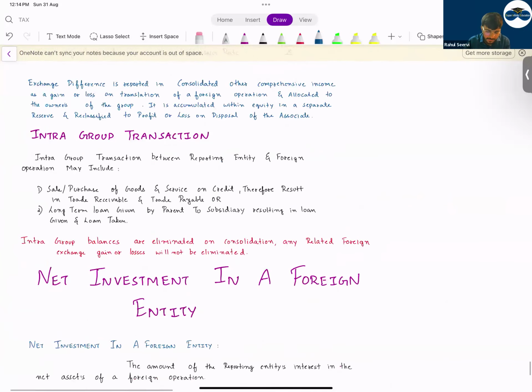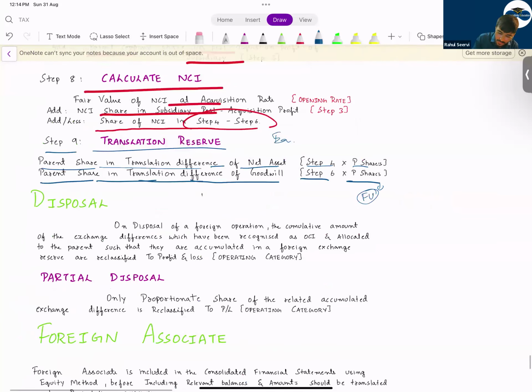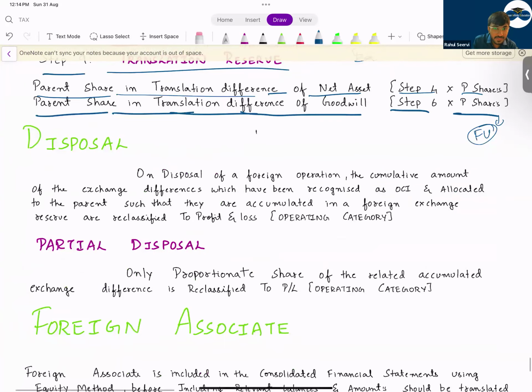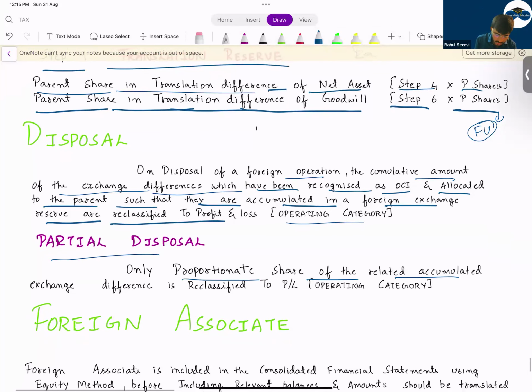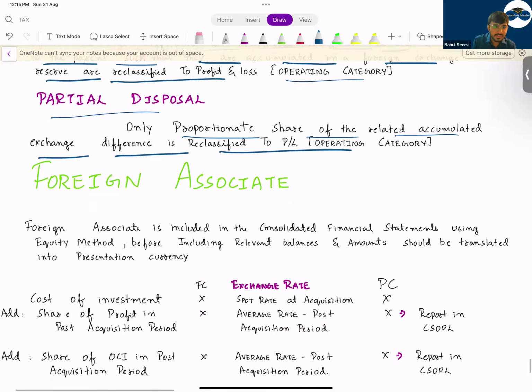Now see here what will happen on disposal. On disposal of a foreign operation, the cumulative amount of the exchange difference which has been recognized as OCI and accumulated to the parent, such that they are accumulated in a foreign exchange reserve, is reclassified to P&L. This was the question which I asked you at the beginning. It is a reclassified item, not a non-reclassified item. Where will you reclassify this to? Operating category, once you dispose of the company. On partial disposal, only the proportionate share of the related accumulated exchange differences is reclassified to P&L operating category. I hope with this it is clear.